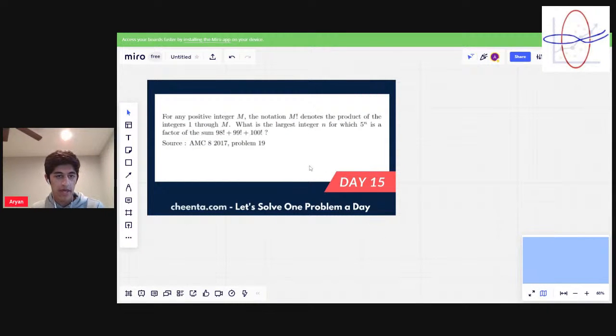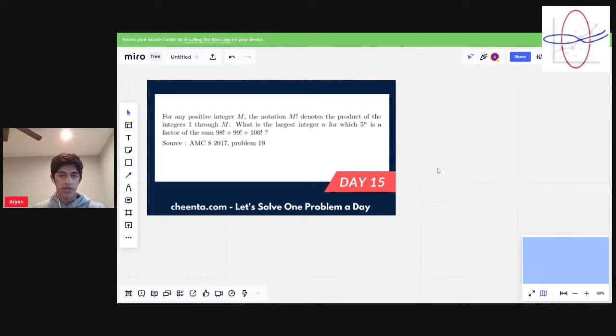Today we're going to be looking at the AMC 2017 problem number 19. And here's a quick read of the problem. For any positive integer m, the notation m exclamation point, which we read as factorial, denotes the product of the integers from 1 up to m. The question is, what is the largest integer n for which 5 to the power n is a factor of the sum 98 factorial plus 99 factorial plus 100 factorial?